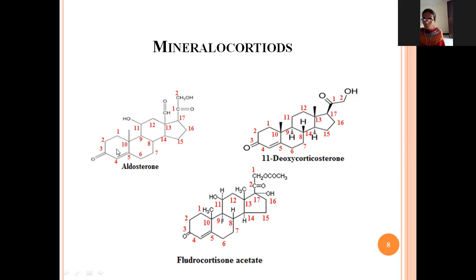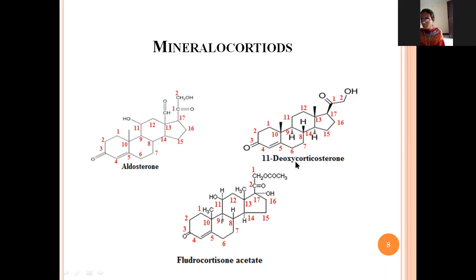See here 1, 2, 3. Phenanthrene, and this is the cyclopentane. In the third position, oxygen. In the 11th position, a hydroxyl group. In the 13th position, a carboxylate. And here in the 17th position, a 2-hydroxyacetyl structure is attached. So this is the structure of aldosterone.